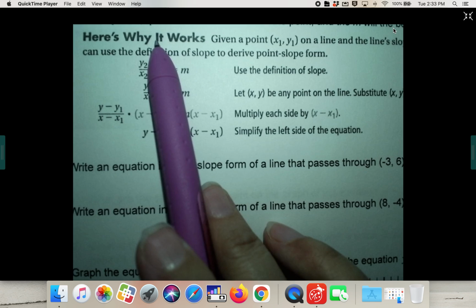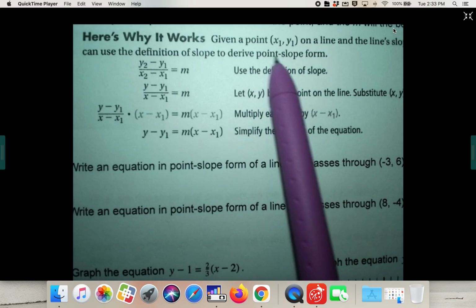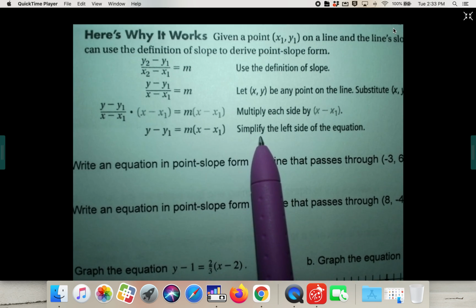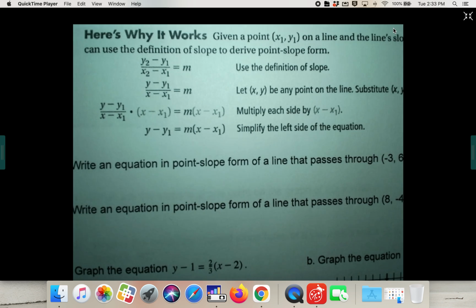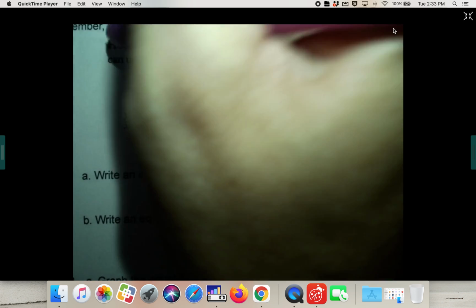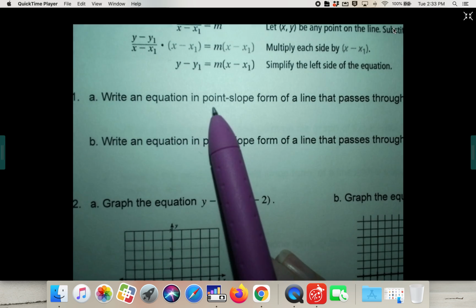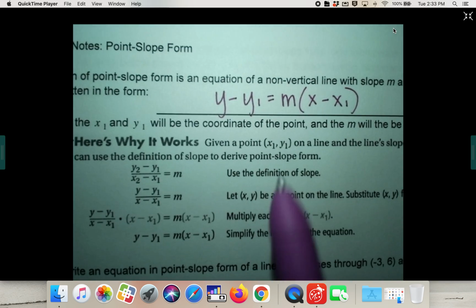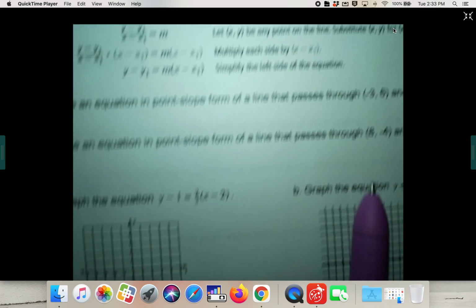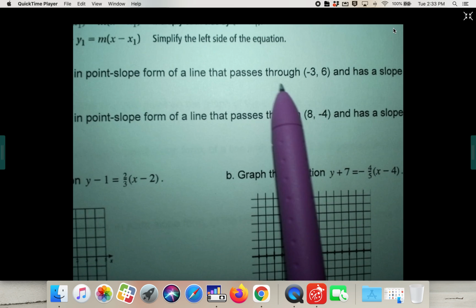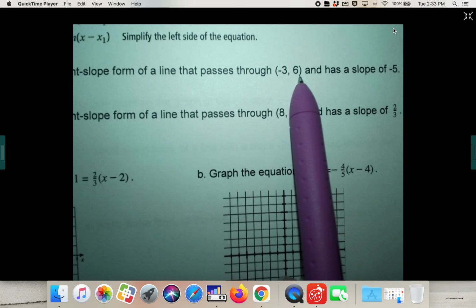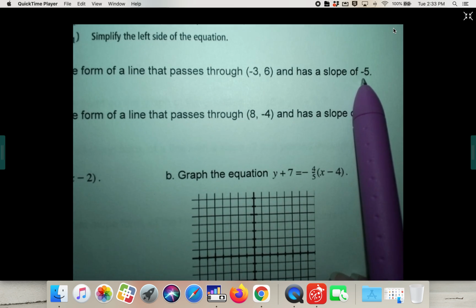It explains here's why it works, and you can definitely read all this, but I'm going to just show you, and then if you want to come back up here and look at the why it works, this will be better to understand after we do a few. Okay, so down here on A, write an equation in point slope form. That's this big bad boy. And it's going to be a line that passes through the point -3, 6 and has a slope of -5.